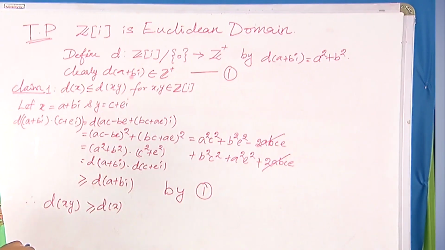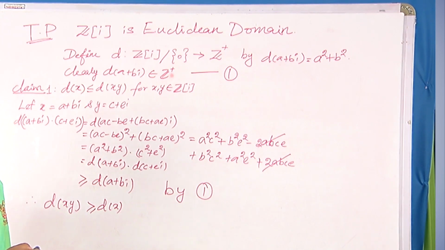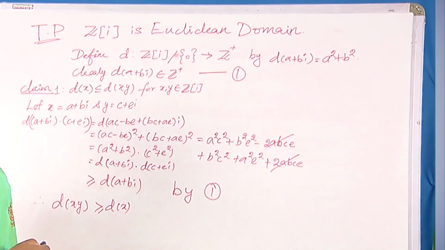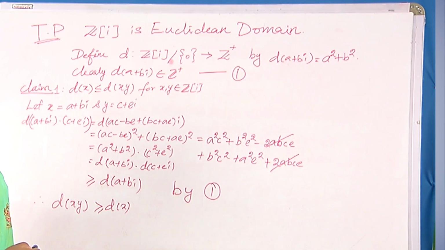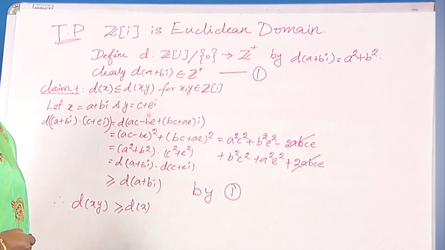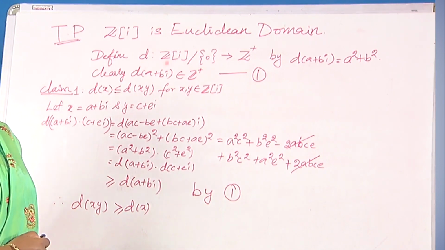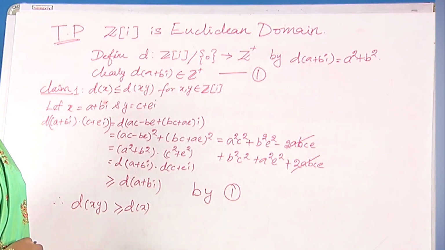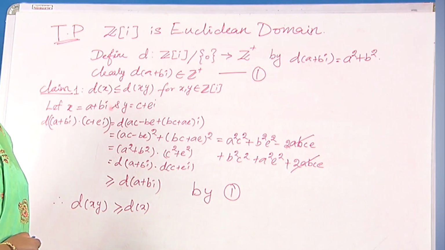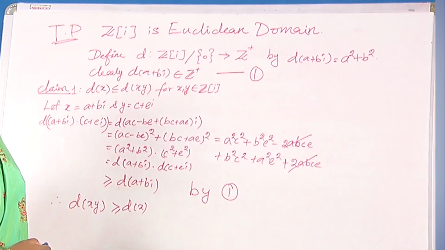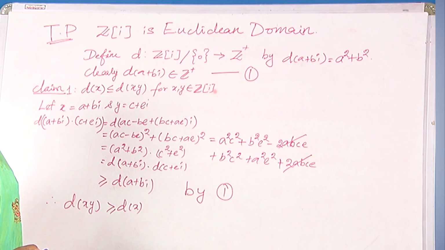So, clearly d of A plus Bi belongs to Z plus. So, this belongs to the set of positive integers. It is a non-negative value, and for claim 1, we will have to prove two conditions in order to show that Z of I is a Euclidean domain. Let us prove the first part, which is d of x is less than or equal to d of xy for x, y belonging to Z of I.